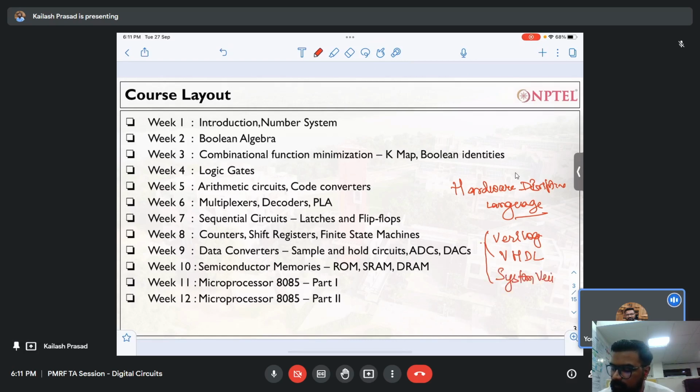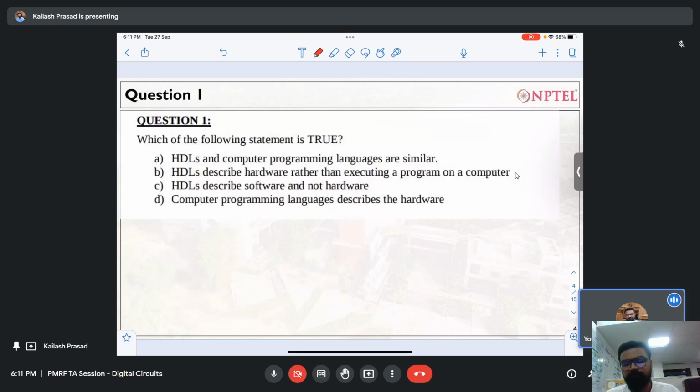So anybody who wants to get into RTL design or the VLSI industry, this is the gateway for you to go into that, right? Because you can learn this language, you can design, and you can apply to any of the companies. Now, let's start.